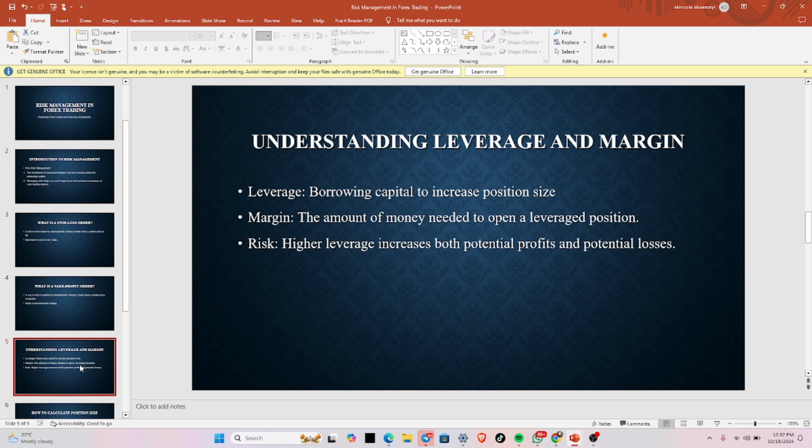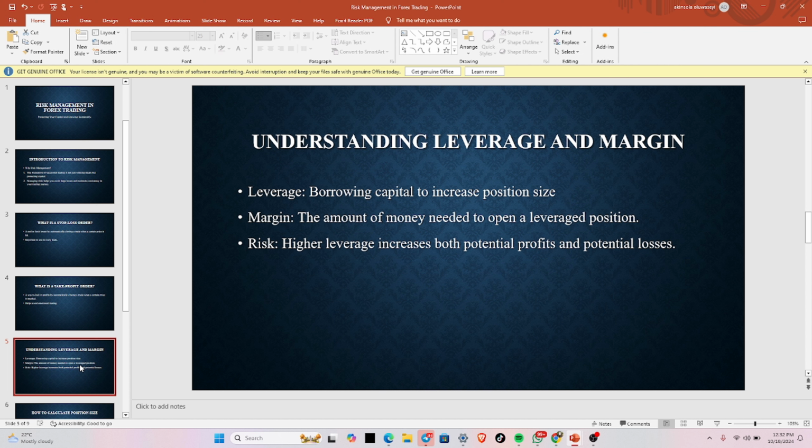Now, understanding leverage and margin. As I've said earlier, I've explained leverage and margin, but we have to talk about it again under the concept of risk management. Leverage is a certain amount of money your broker gives to you that gives you access to trade more than what you have as your trading capital itself. What leverage does for you is that it allows you to increase your position.